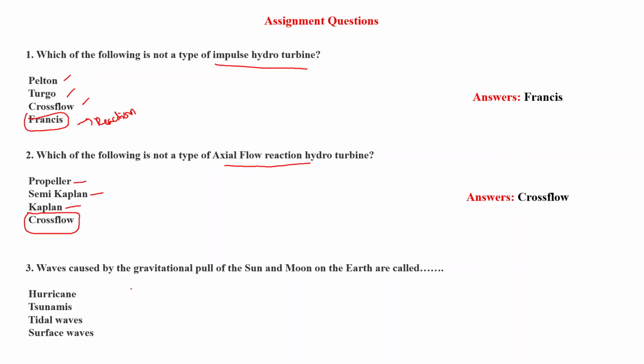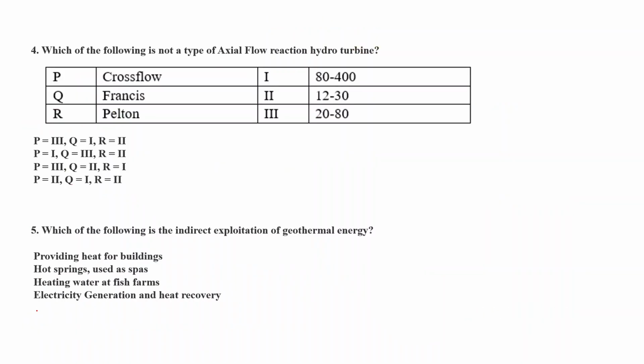Third question, waves caused by the gravitational pull of sun and moon on the earth are called. Just now we studied, so they are the tidal waves. Okay. Which of the following is not a type of axial flow reaction hydro turbine? Sorry, I guess there is some problem with the question. Just a second. Give me a minute.